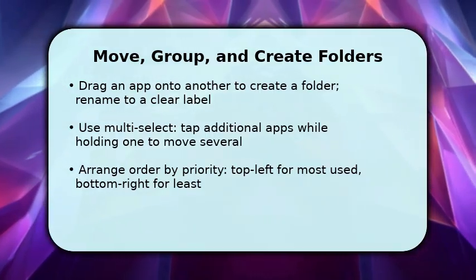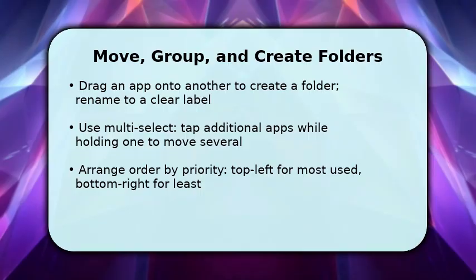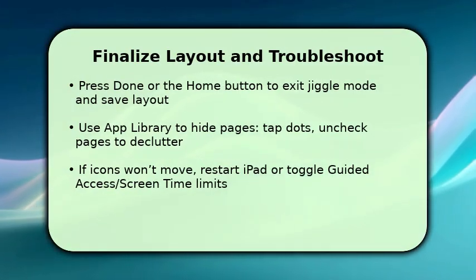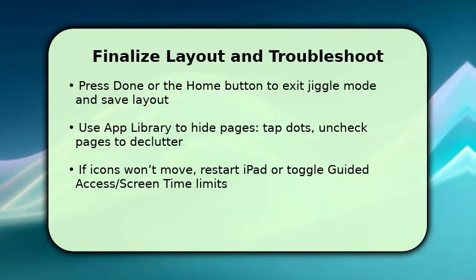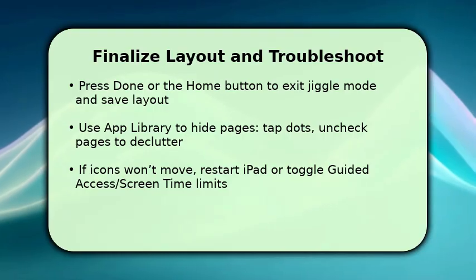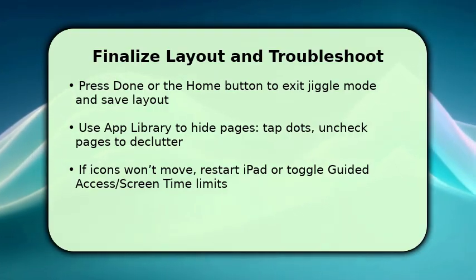You finish by locking in the layout and addressing common problems. Tap Done or press the Home button to exit jiggle mode and save your changes. If the home screen still feels crowded, open the dots indicator, uncheck whole pages to hide them in the app library, and keep only active pages visible.